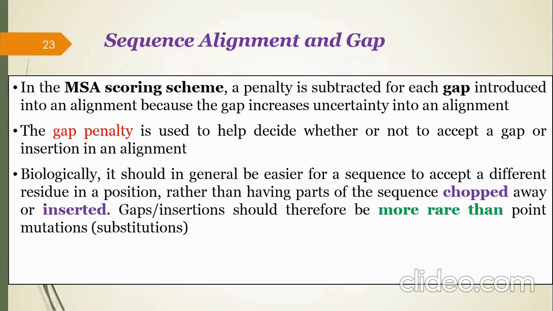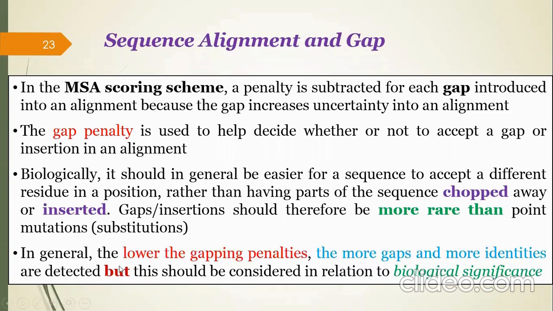if we compare both of them. So in general, the lower the gapping penalty, the more gaps and more identical identities are detected, but this should be considered in relation with biological significance. Is it clear?